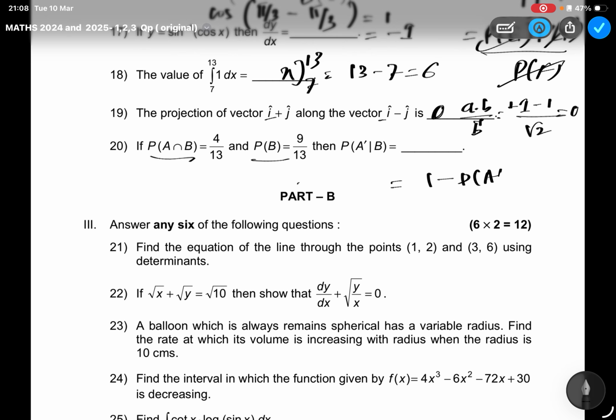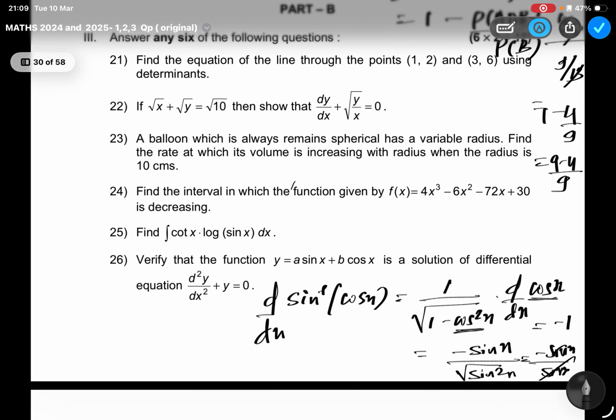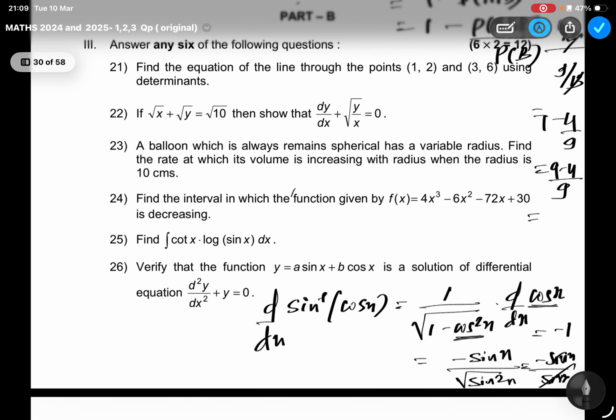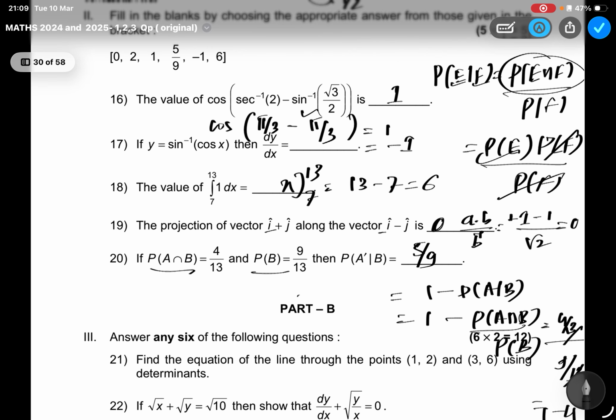Now A intersection B, probability of B, and A dash given B is nothing but 1 minus probability of A given B, 1 minus probability of A intersection B divided by probability of B. Then A intersection B is 4 by 13, probability of B is 9 by 13, 13 13 cancel, 1 minus 4 by 9, 9 minus 4 by 9. Then answer will be 5 by 9. For this one, answer will be 5 by 9.